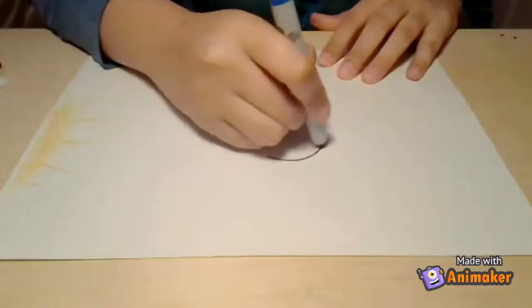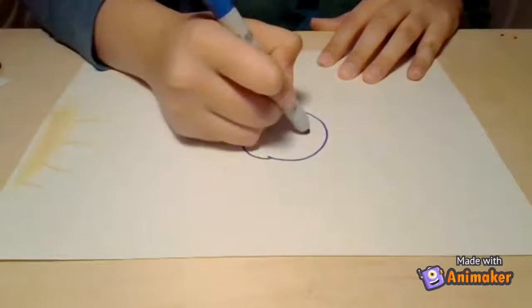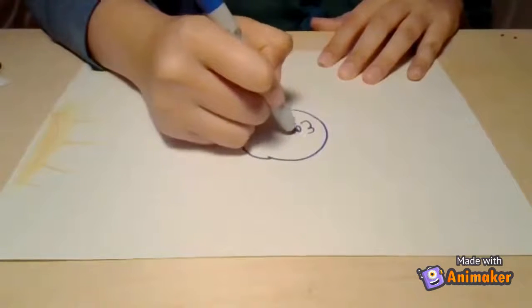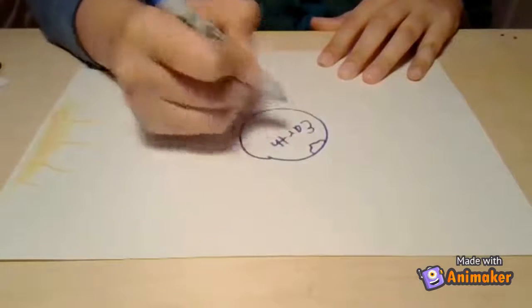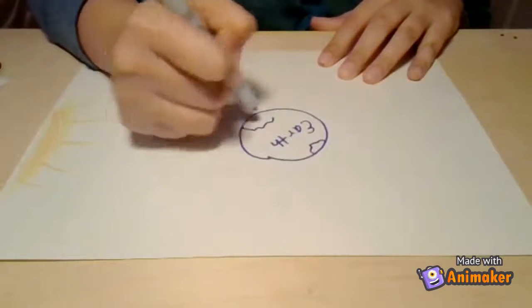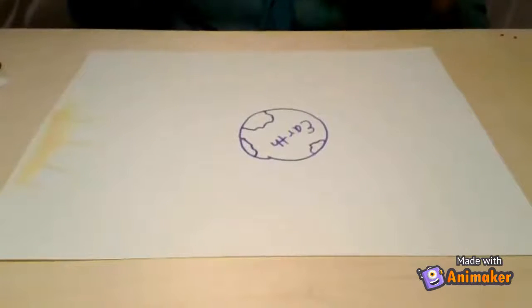With your writing utensil, your second step is to identify where Earth is. It should be in the center of your paper. Go ahead and identify it by writing the name Earth, or if you want, you can color it in with the continents, whatever you would like.